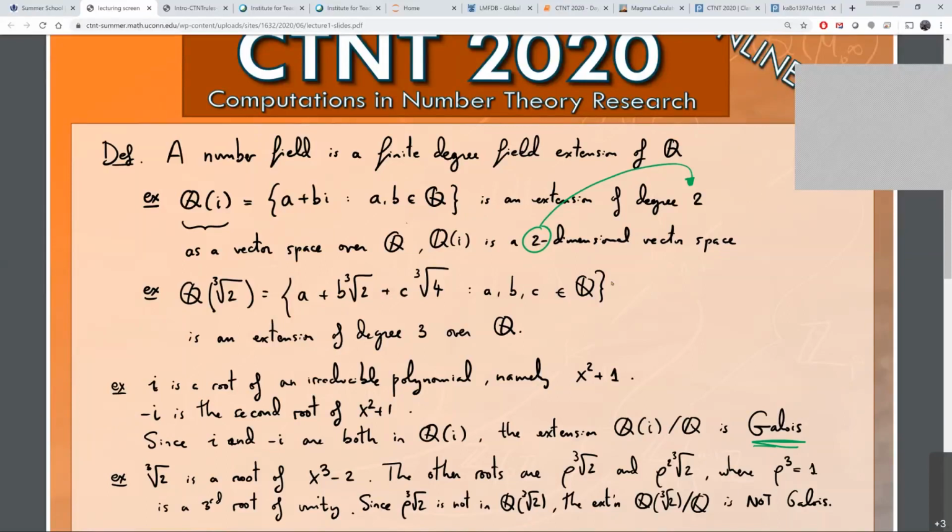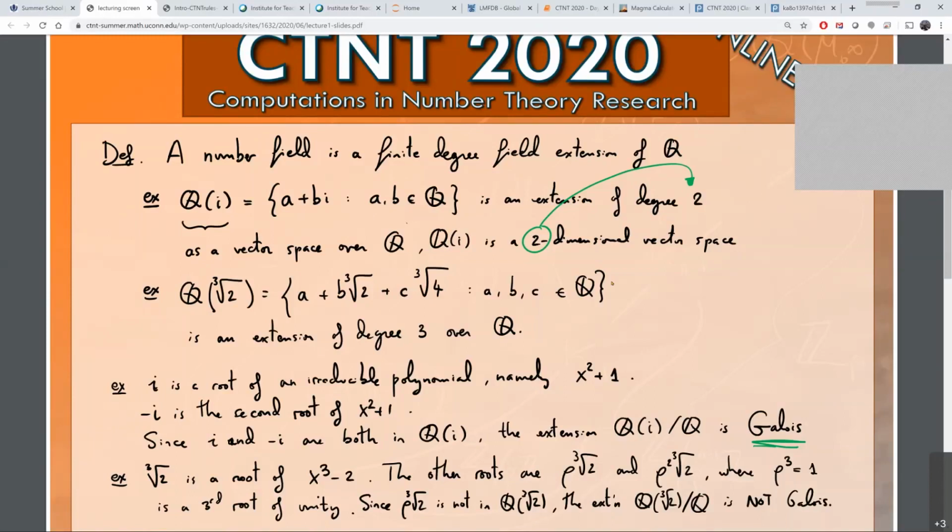All right. So a number field such as Q adjoin i is generated by 1 and i over Q, so it is two-dimensional as a vector space over Q, and that's the degree of the number field. If you take, for example, Q adjoin the cube root of 2, then that number field is generated by 1, the cube root of 2, and the cube root of 4.